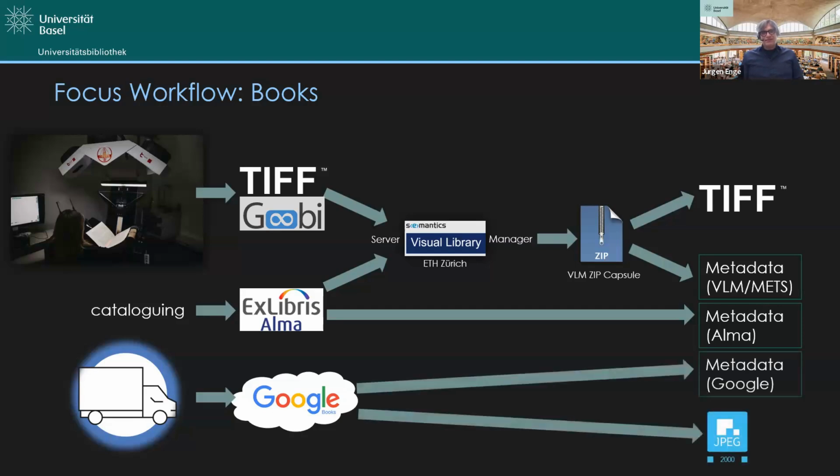Google is a bit easier because Google just gives us some metadata, which is not as large as the metadata we are generating with the Visual Library, and sends us JPEG 2000 files, which have a bit lower quality than the self-digitized ones. What we have to think about is that all these processes contain updates. So we can never say we are done. It can happen at any time that we get new versions of metadata or of digitized images. This makes it a bit complicated.